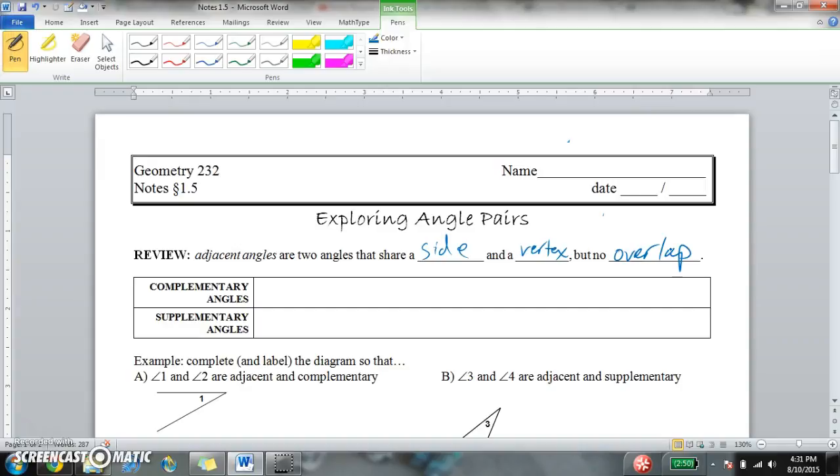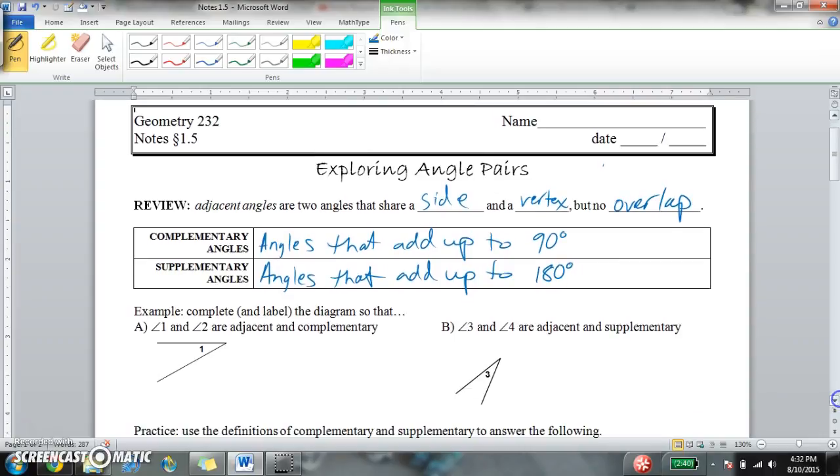And we're not really going to use the term adjacent angles that much anymore, but these are two examples of where we see those things a lot. So complementary angles are angles that add up to 90 degrees, and supplementary angles are angles that add up to 180 degrees. So these two things are often adjacent angles. We often see them as adjacent angles. They don't have to be, but 9 times out of 10, they're going to be adjacent angles.